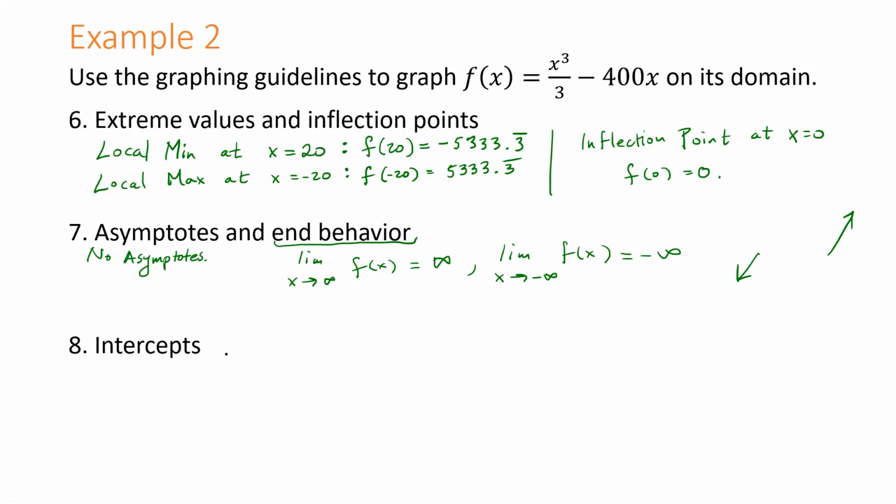And then finally, we'll just solve some intercepts. We know our y-intercept actually is very easy. We've more or less solved our y-intercept when we found our inflection point. In general, find your y-intercept by evaluating f of 0. In this case, we get 0. To get our x-intercept, we solve when x cubed over 3 minus 400x equals 0.